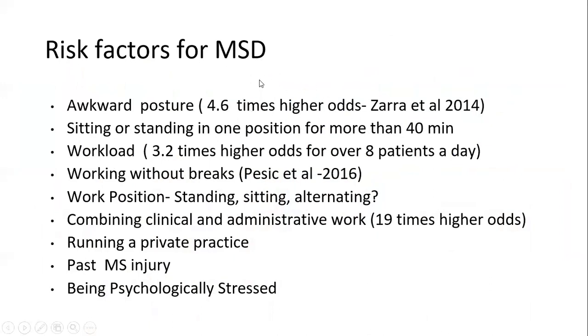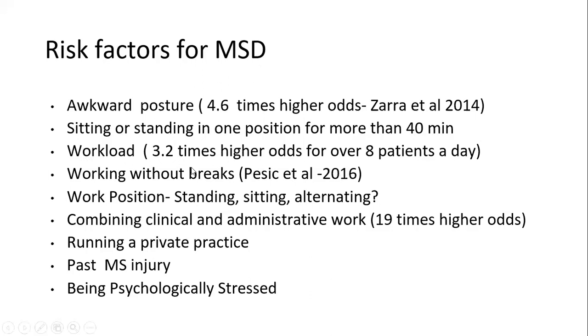the major risk factor for musculoskeletal diseases would be awkward posture. Those who use awkward posture during their work have much higher odds of developing musculoskeletal disease. Sitting and standing in one position for more than 40 minutes, which I think happens to us quite often, is another well-identified risk factor. Quite a number of papers also cite workload as a risk factor.